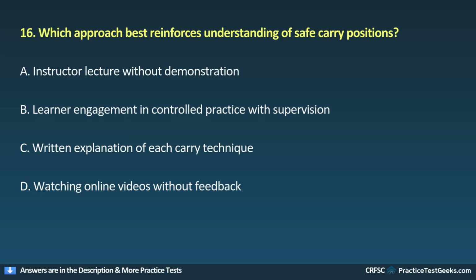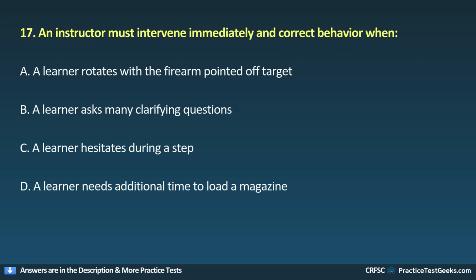Watching online videos without feedback. 17. An instructor must intervene immediately and correct behavior when A. A learner rotates with the firearm pointed off target. B. A learner asks many clarifying questions. C. A learner hesitates during a step. D. A learner needs additional time to load a magazine.